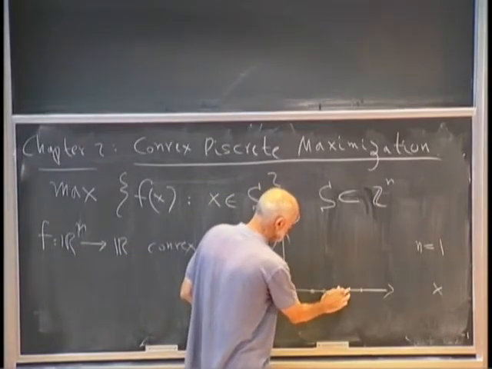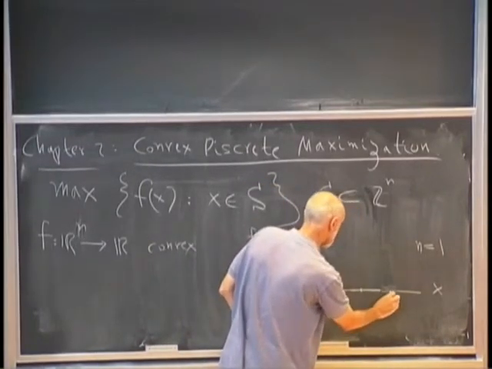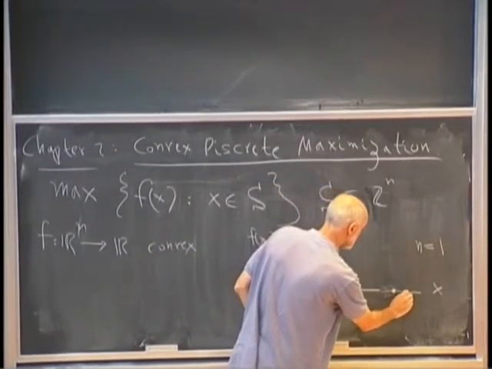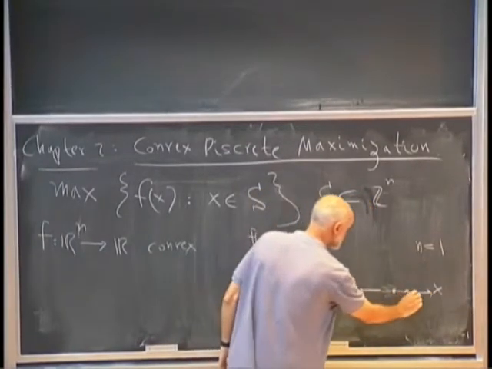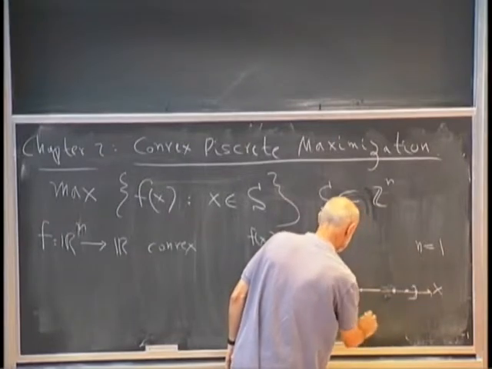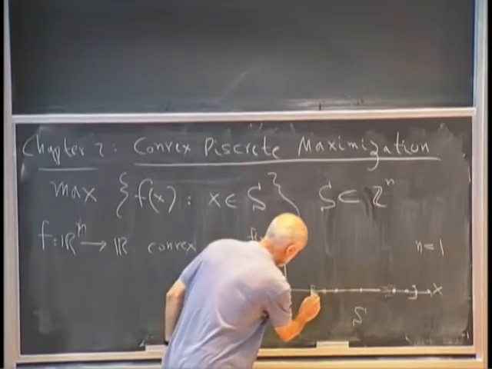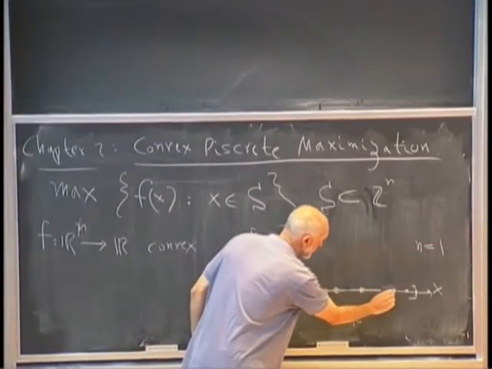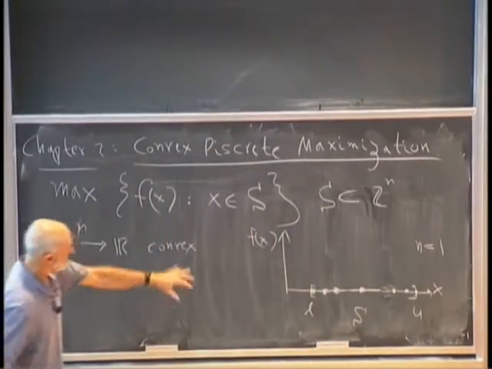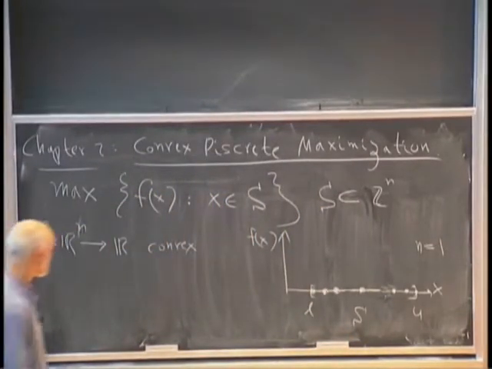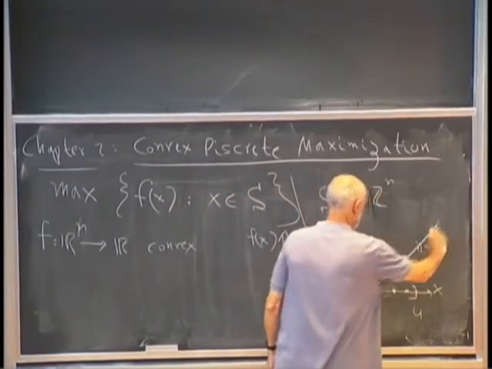It may have some holes, actually. Let's make some holes here also. So maybe it looks something like this. Some holes. So suppose this is my set S. Can you see these dots? These are integer numbers. And some lower bound here, some upper bound, and the set is really in this interval, possibly with some holes. And now the function looks something like this, maybe. It's a convex function.